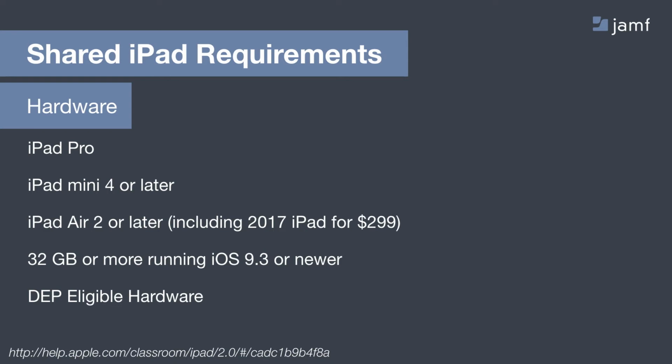Besides just infrastructure, there are also some iPad hardware requirements. The iPads that are currently eligible for the shared iPad model are the iPad Pro, both the 12.9 and the 10.5-inch model, iPad Mini 4 or later, iPad Air 2 or later, and this does include the new 5th generation or 2017 iPad that you can get for $299 for education. It does require 32 gigabytes or more, and it needs to be running iOS 9.3 or newer. Now, thankfully, Apple doesn't sell an iPad that's less than 32 gigabytes now.